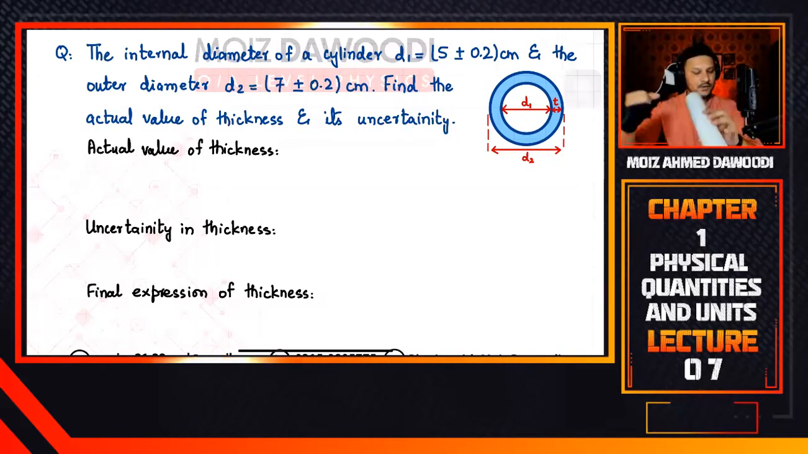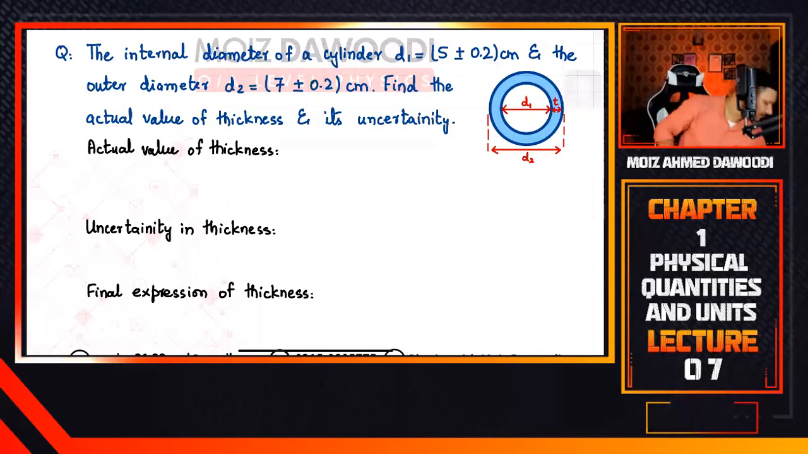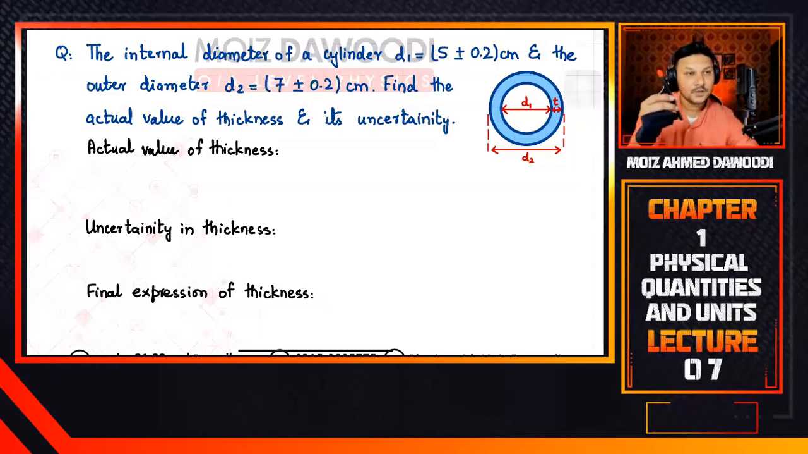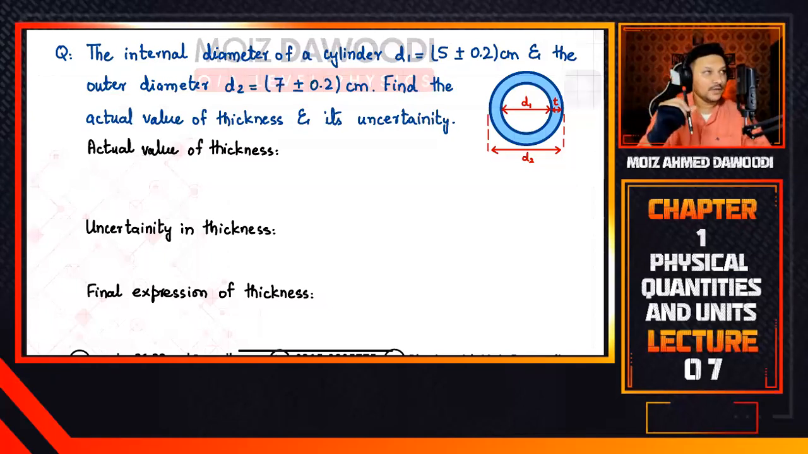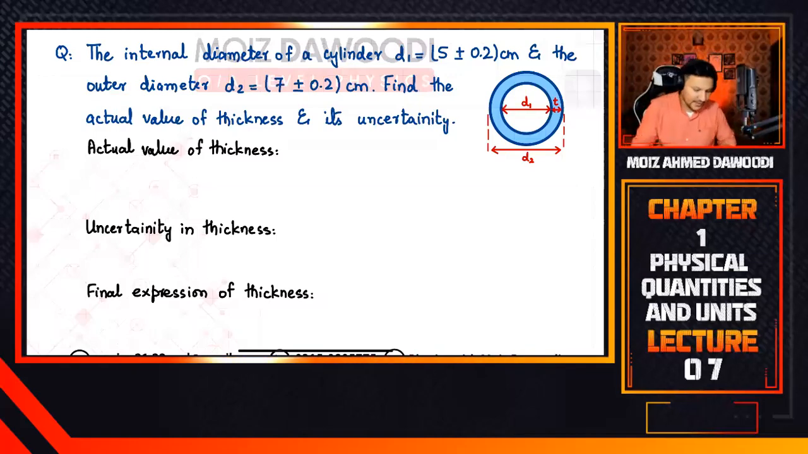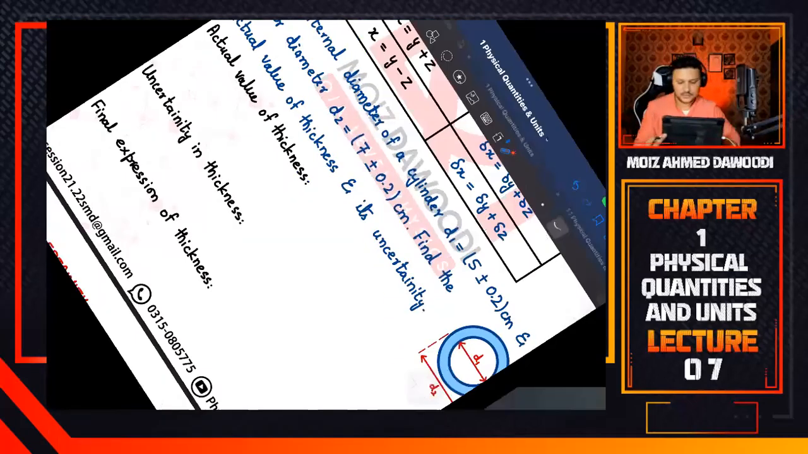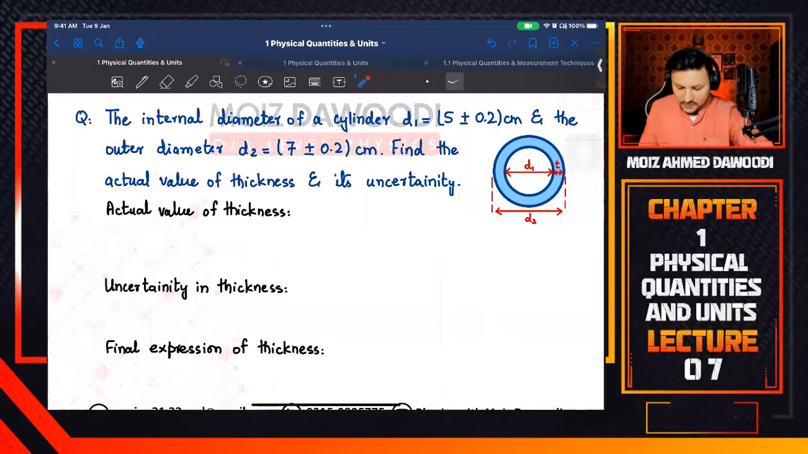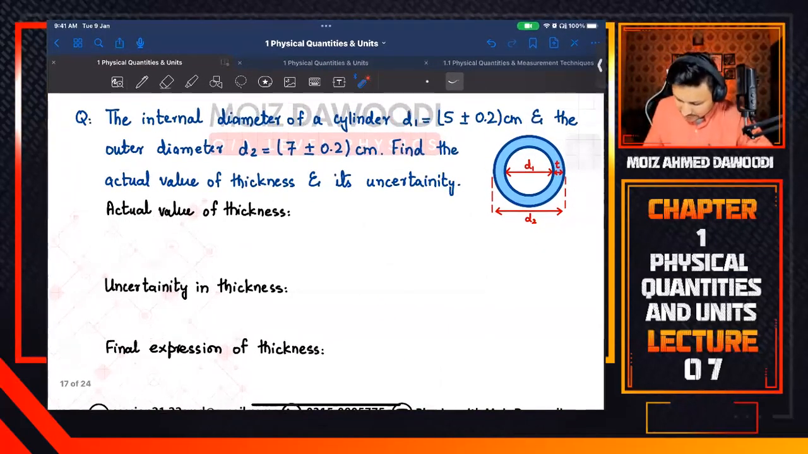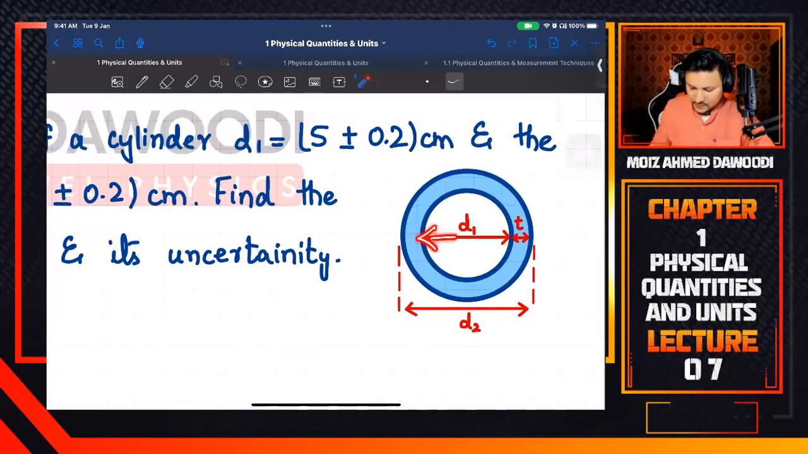ठीक है? And इसी तरह मैंने आपको सिलेंडर सामने क्रॉस सेक्शनल व्यू में दिखाया हुआ है. So that internal diameter that is being represented here as D1. The internal diameter is D1. So value of D1 is 5 plus minus.